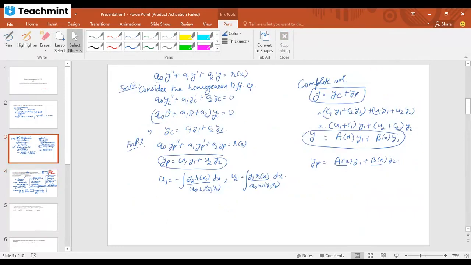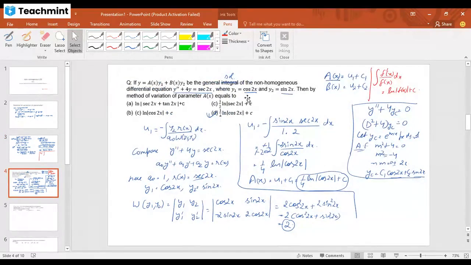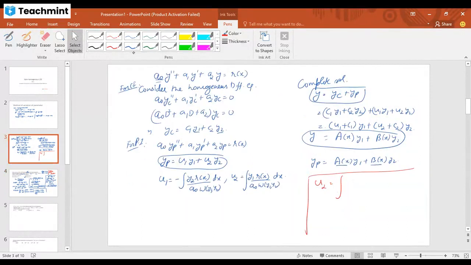For example, if I calculate u2 in this case, u2 is equal to integral of y1. What is y1? y1 is cos 2x. So it is cos 2x, Rx is secant 2x, a naught is 1, and the Wronskian is 2. Because cos and secant are reciprocals of each other, what do we get here? It is 1 by 2 dx. So in this case, the answer comes out to be x by 2.